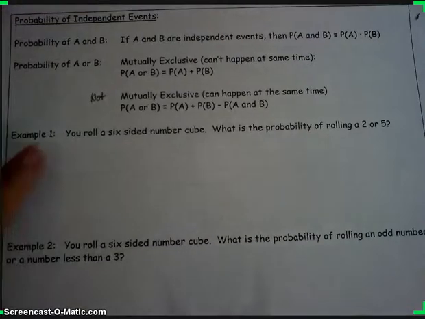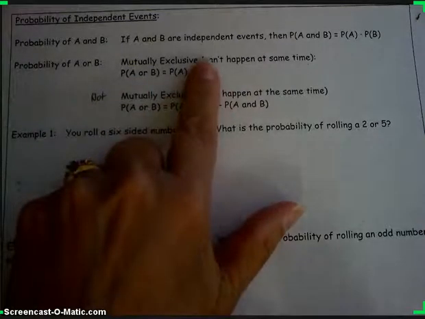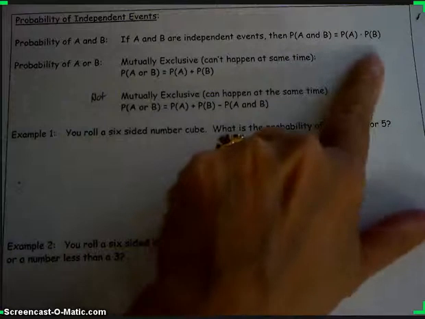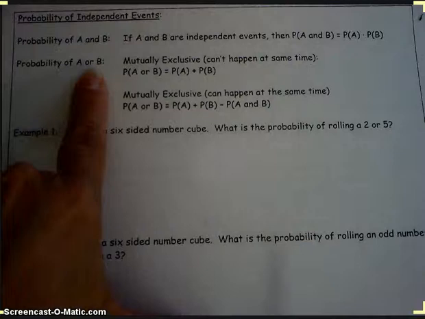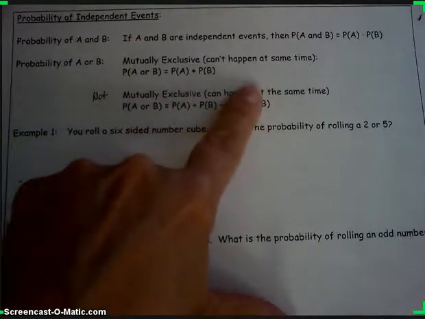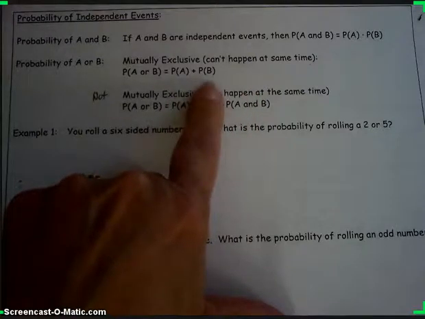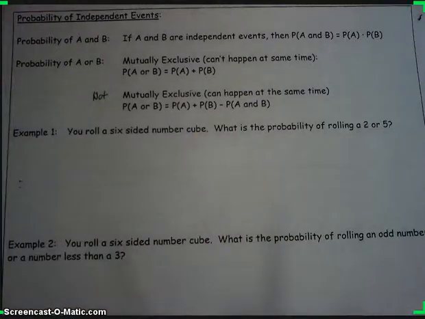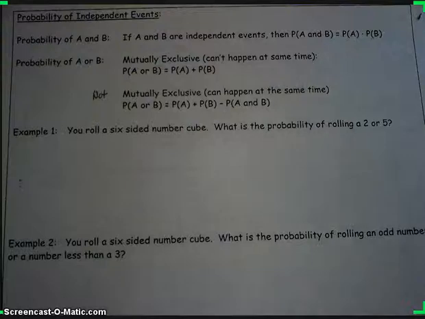Okay, so we're going to look at the probability of independent events. Remember, if you have an independent event, one outcome does not affect the other, and then you would take the probability of A and B, and you would multiply those two probabilities. If you have a probability of A or B happening, you have to ask yourself, are they mutually exclusive? So remember, that means they cannot happen at the same time. So if they're mutually exclusive, you would add them. If they're not mutually exclusive, or they can happen at the same time, you would add the two probabilities and then subtract out the probability that they both happen.